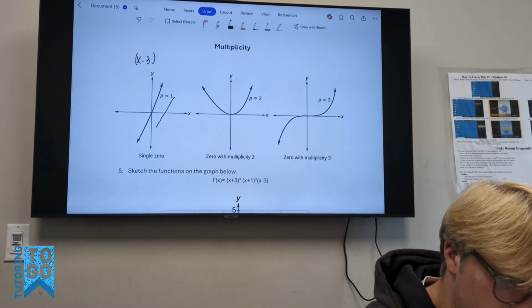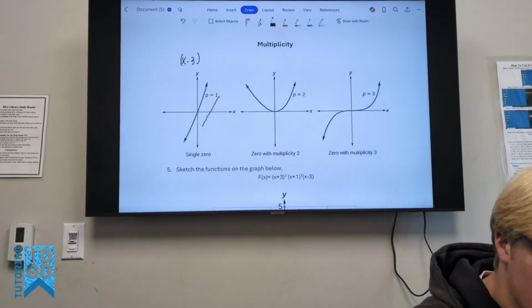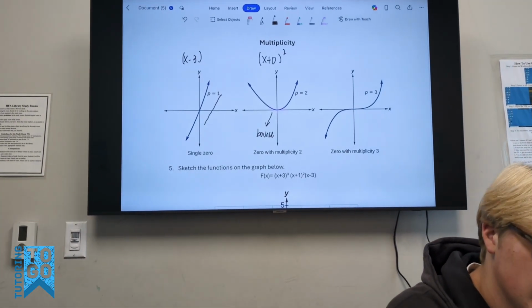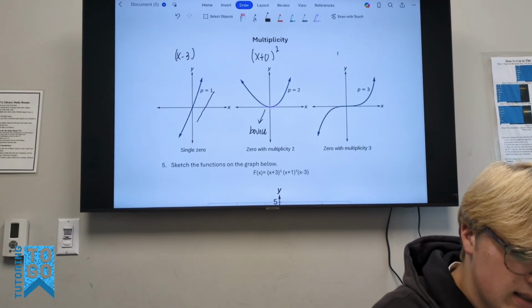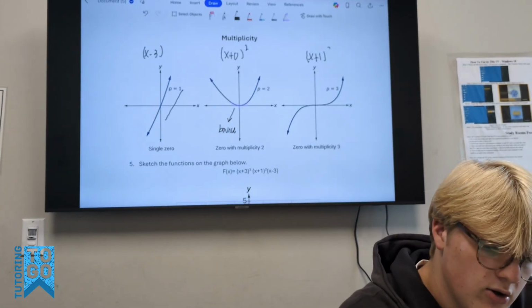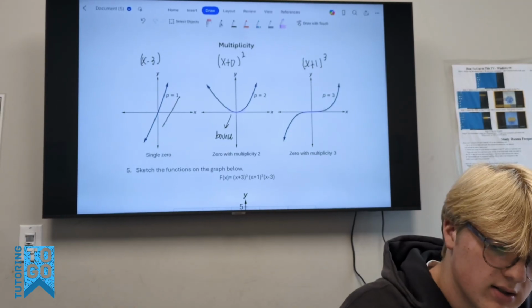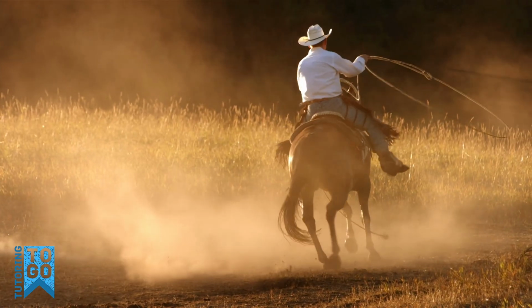This is what you see. This is that bounce. And so if it's a squared root, it's not going to go through, it's going to bounce off. And then if it has a multiplicity of 3, so if we said x plus 1 cubed, that means it would have this little saddle right here. That's what it's called. It's called a saddle.